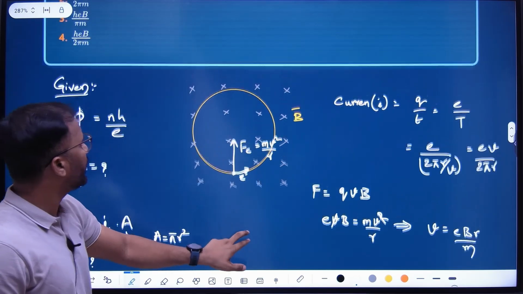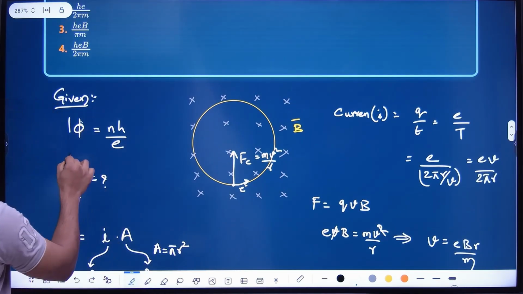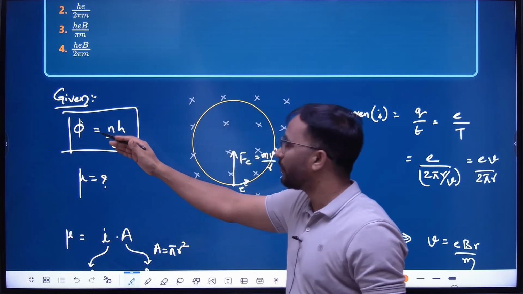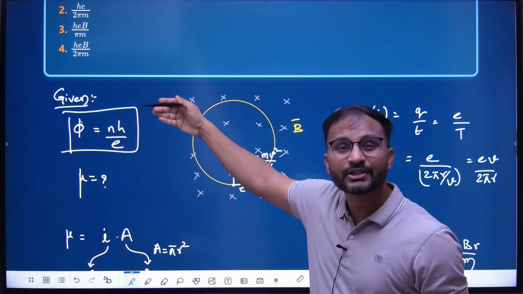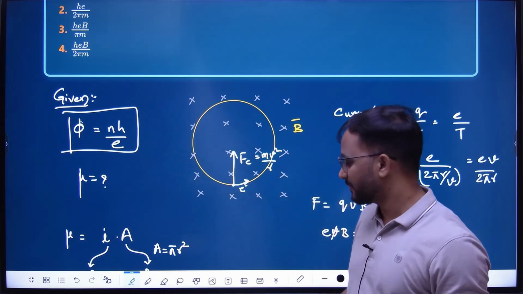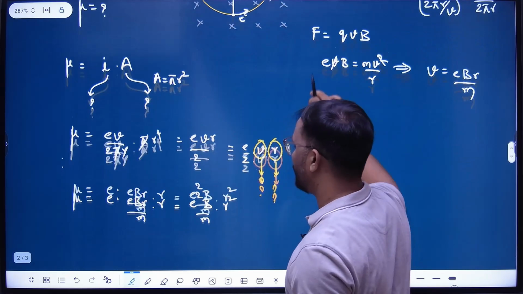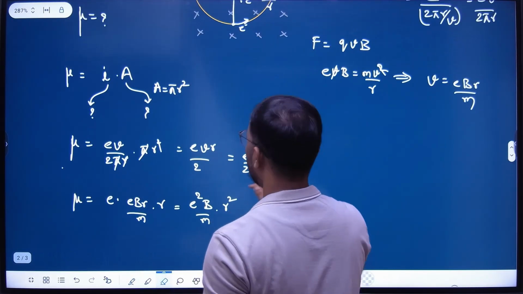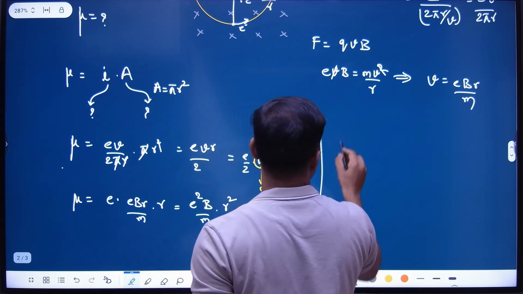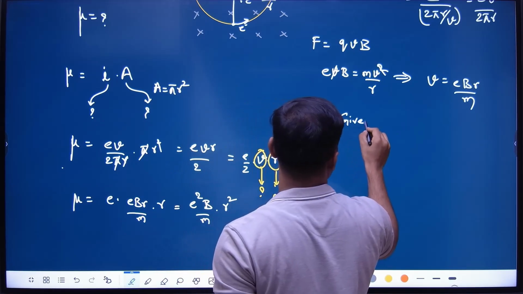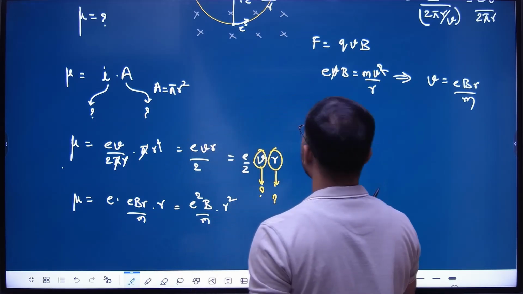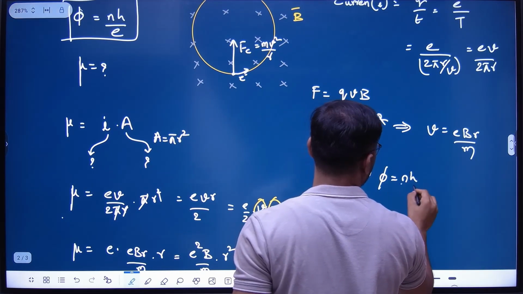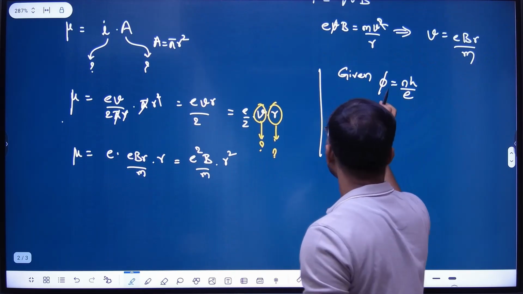In fact, if you read the problem, this was a given piece of information, and until now, we haven't actually used it. So let me use that piece of information. What was given? Let me rewrite that. Given, the flux phi is equal to nh by e. Okay, that is flux phi.